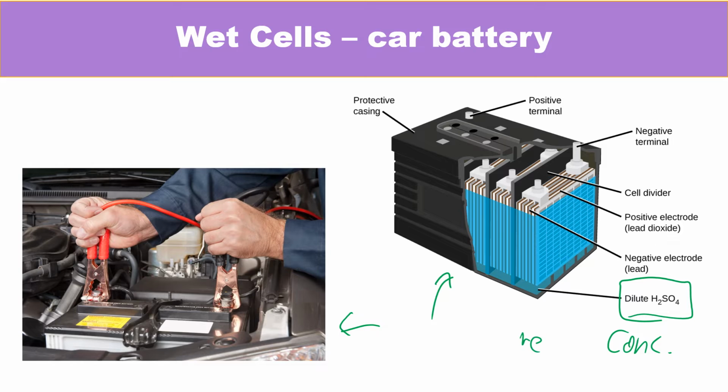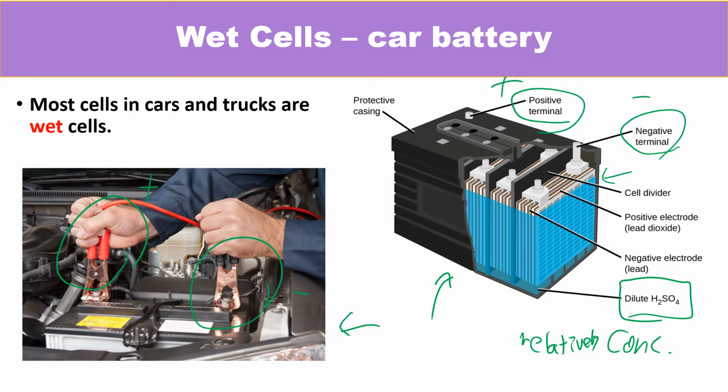Still, relatively concentrated. But one thing that is important is we have a lot of metal sheet and it's going to connect to one end that has negative terminal, one end that has positive. That's where the positive is. You guys know positive, red, negative, black. Most cells in cars and trucks are wet cells, and wet cells produce way more electricity than the dry cell.